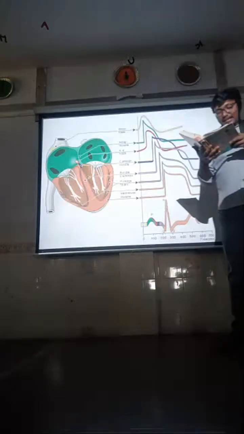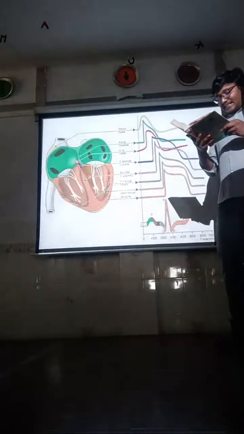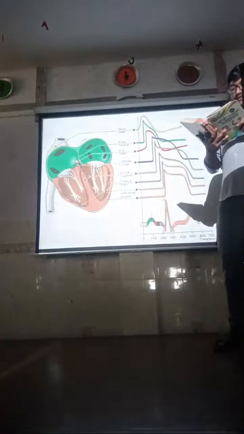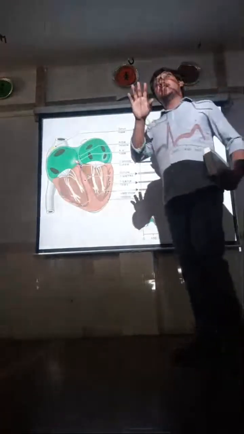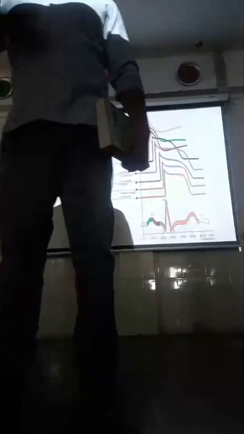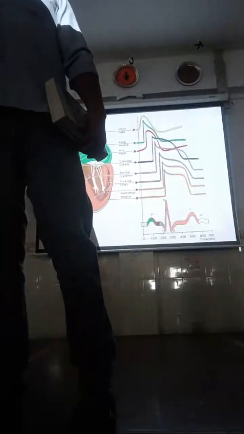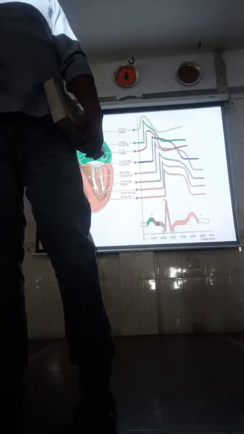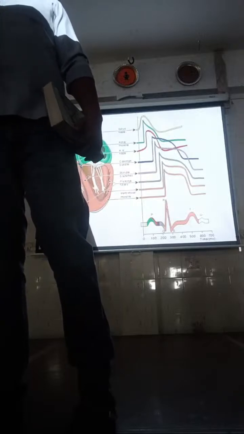Then the pressure rises again during this phase, the diastasis, and follows the ventricular pressure. Now we have seen what the atrial events are. What are the atrial events? Atrial systole and atrial diastole.